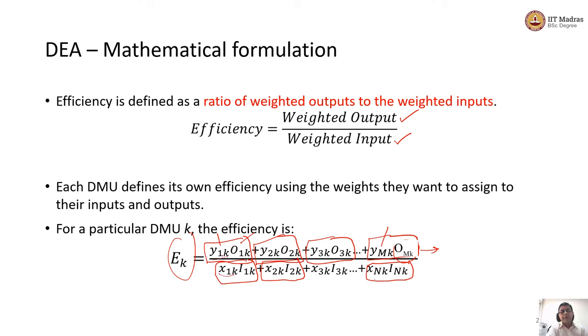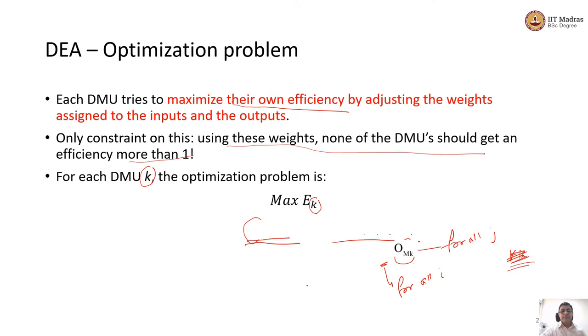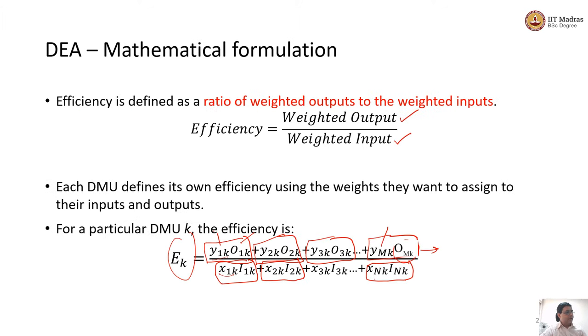Now, recall the operations research session that you had earlier. Here, the decision variables are represented as ratios: Y1k, Y2k, Y3k, and the denominator has X1k, X2k, X3k, and so on. So what we have is a scenario where the objective function is a ratio of decision variables. What are the constraints? Constraints are EK less than or equal to 1. Once again, your constraints are ratios of decision variables.